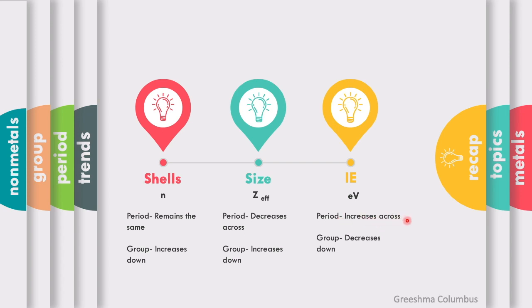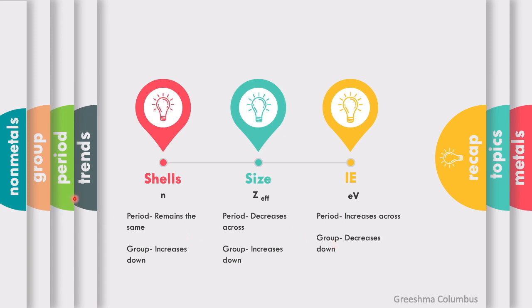While if we are talking down the group, then the number of shells is increasing, the size is increasing. So the nucleus is having lesser and lesser pull towards the valence electrons. So the energy required to remove the valence electrons will be much lesser. Therefore, the ionization energy decreases down the group.